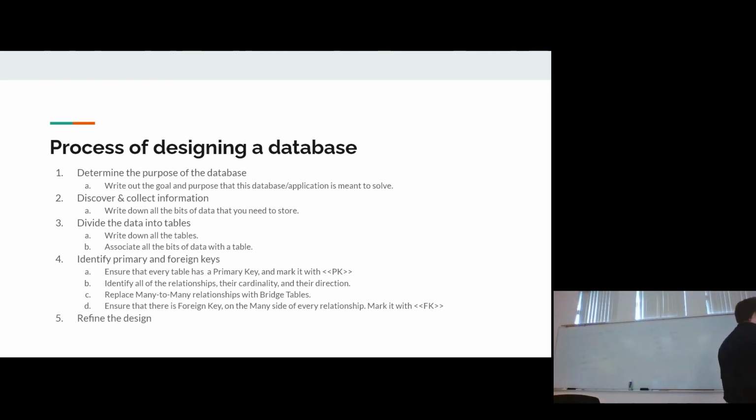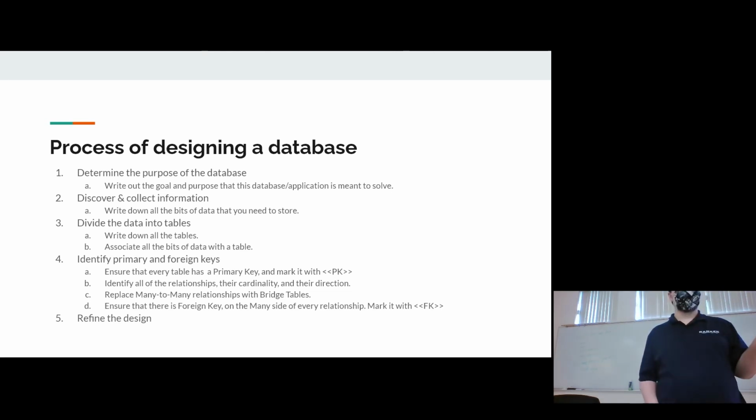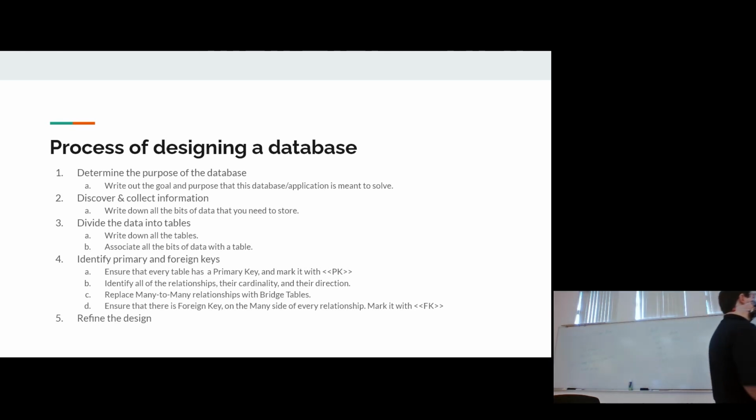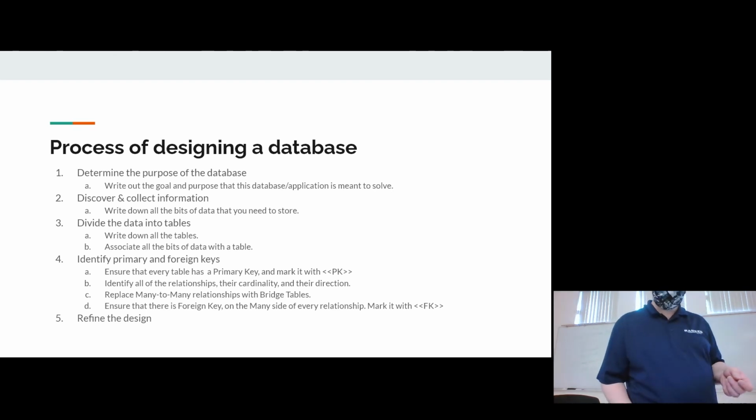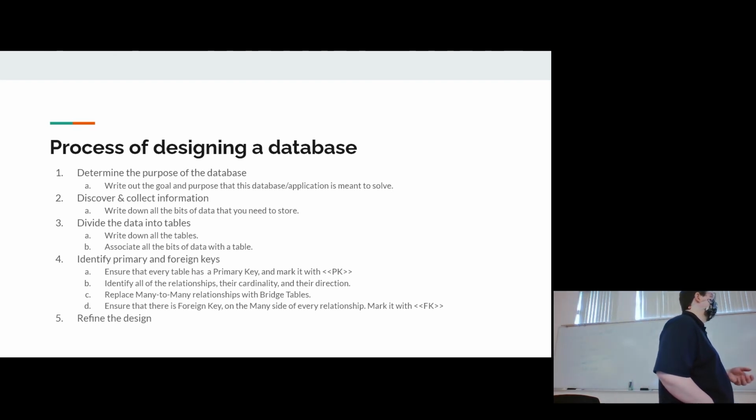Once you've got that in there, you identify the primary and foreign keys. Every table should have a primary key identified with PK. Anytime you have a relationship, you need to figure out what the cardinality is and what the direction of that relationship is. On the many side, that's where we're going to add the foreign key. Anytime you find that you have a many-to-many relationship, remember we're talking about bridge tables. You need to add a bridge table to fix that relationship, because we can't have a many-to-many relationship. It can only be one-to-many.